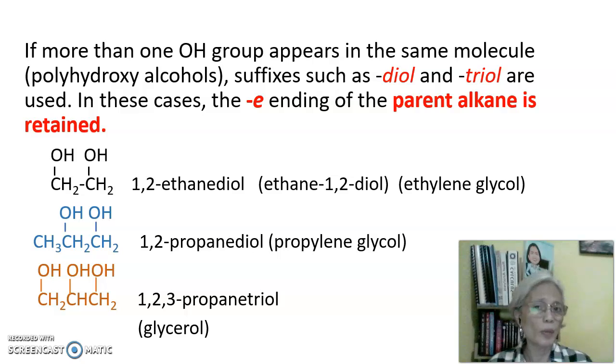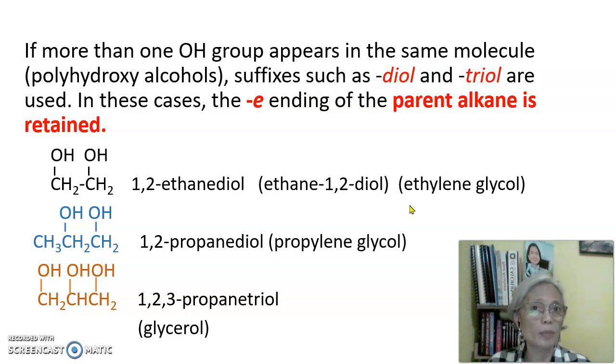Now, if more than one OH group appears in the same molecule, we call the alcohol polyhydroxy, and suffixes such as diol and triol are used. In these cases, the E ending of the parent alkane is retained. So, we have here, for example, CH2, and we have OH attached on both carbon atoms. So, we have 1,2-ethanediol. We do not drop the E of the alkane name. Or ethane-1,2-diol, or commonly called ethylene glycol.